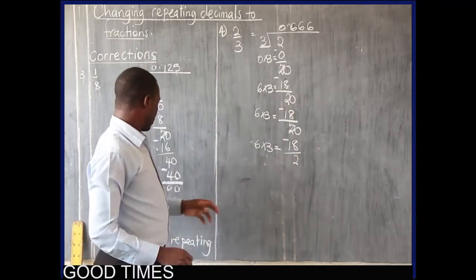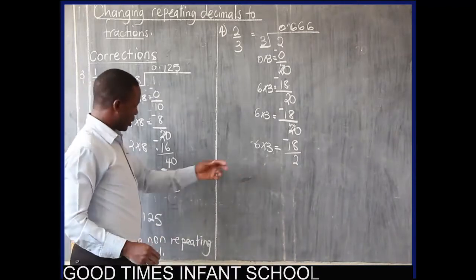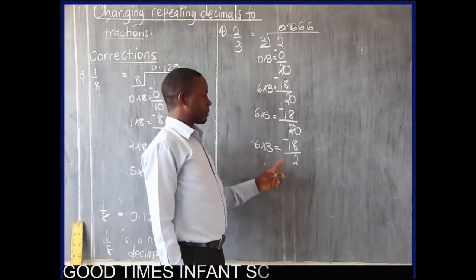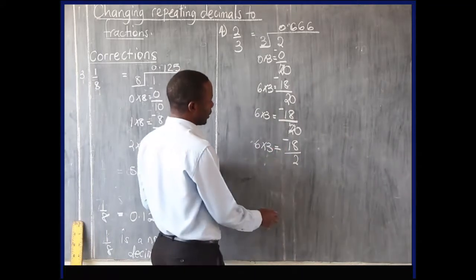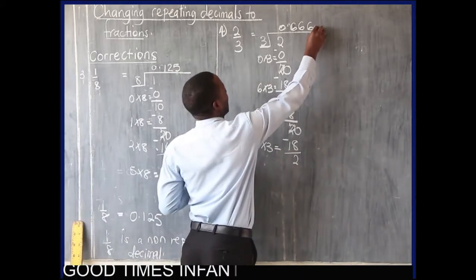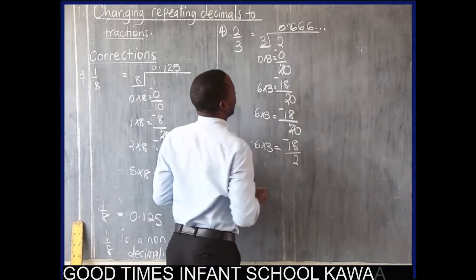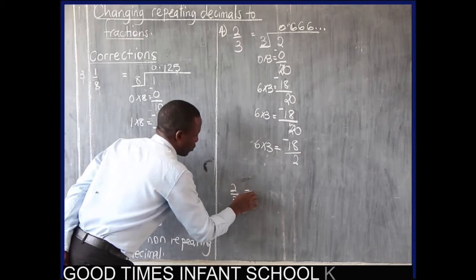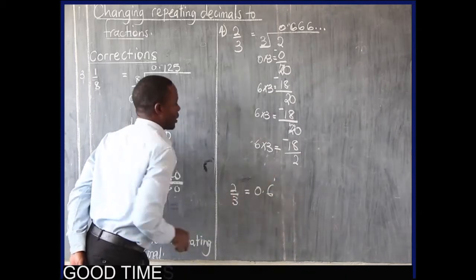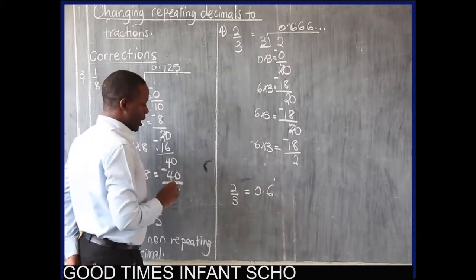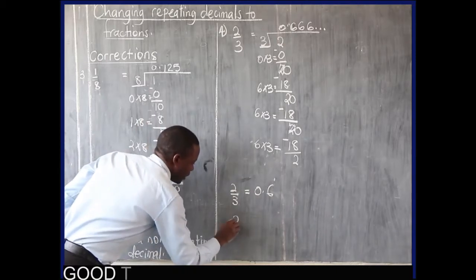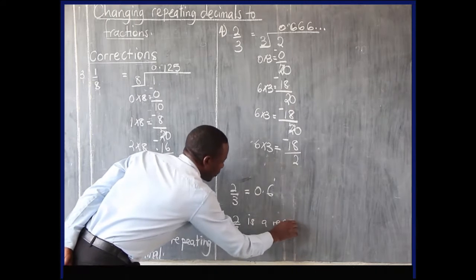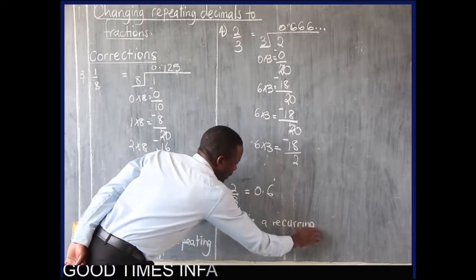Now in this, when you compare this fraction, that one ended, but this one, this 2 remains in every answer. So what we say, this fraction is repeating, or what we call recurring. And now we shall say 2 out of 3 is equal to 0.6 recurring. What is the answer? The answer is 2 out of 3 is a recurring decimal.